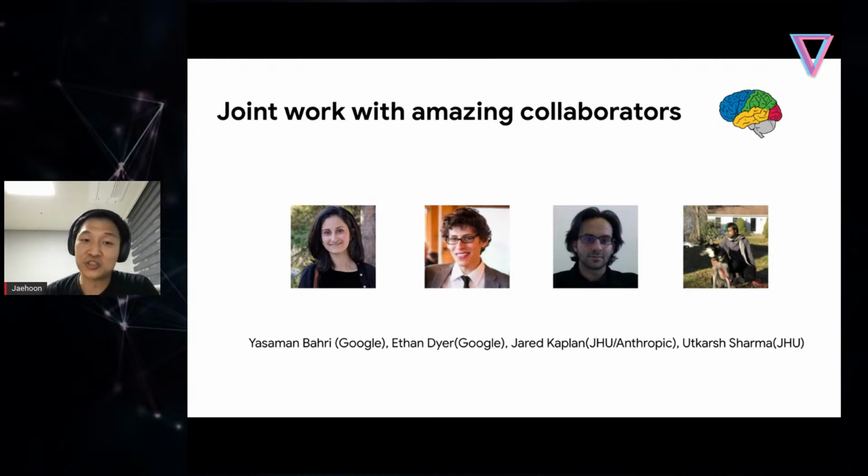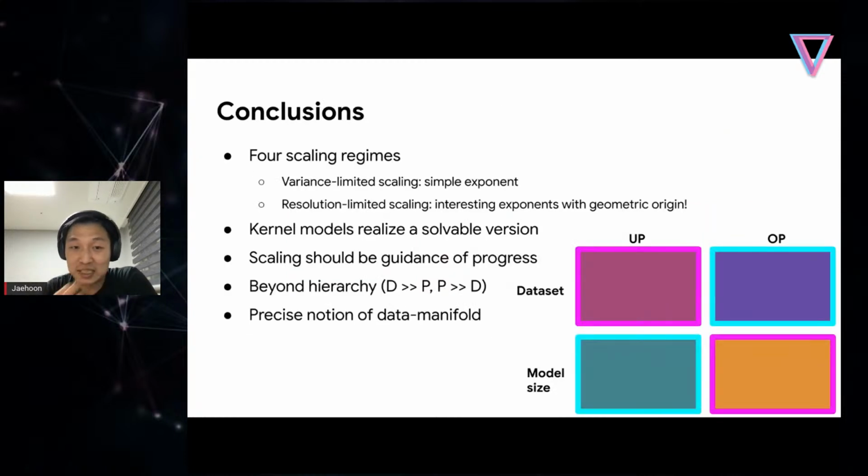Most of the results I shared today were done in collaboration with these amazing people, Yasaman, Ethan, Jared, and Utkarsh. To sum up, we identified 4 scaling regimes when scaling dataset size and model size. This is divided into whether we're in the underparameterized or overparameterized setting. Among these, dataset scaling in the underparameterized case and model size scaling in the overparameterized case lead to variance-limited scaling, where exponents come from reducing the variance and are simple.